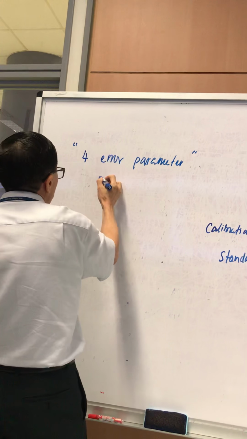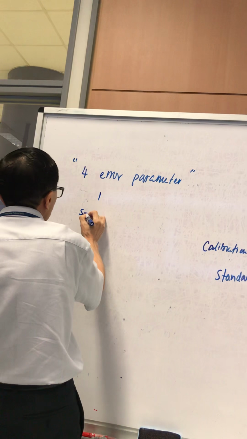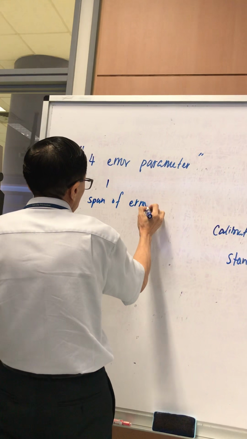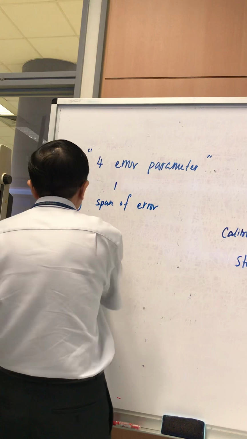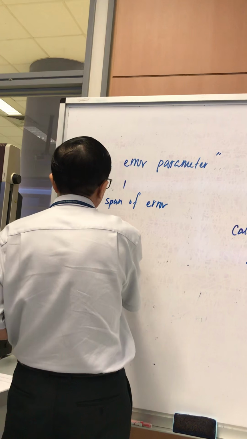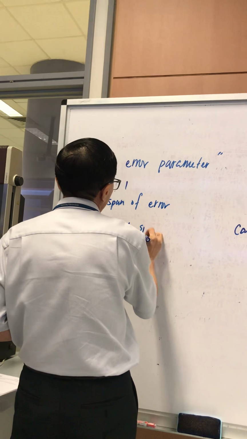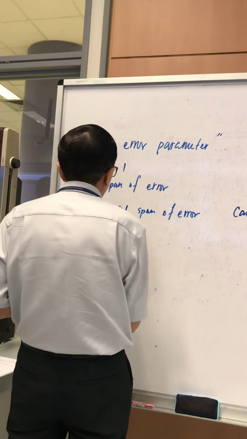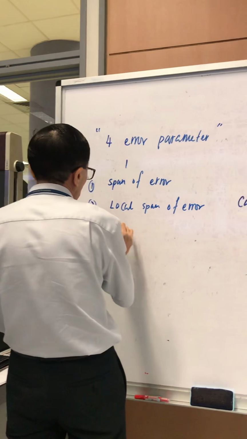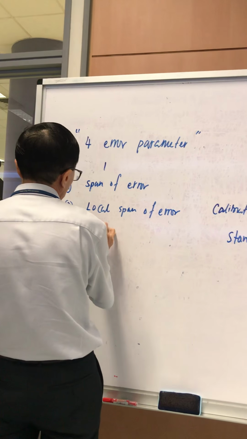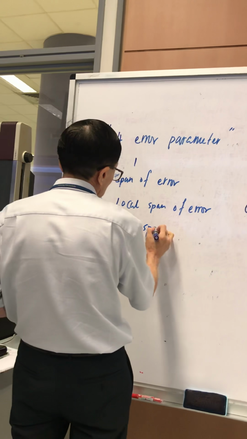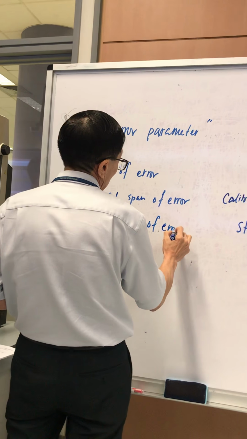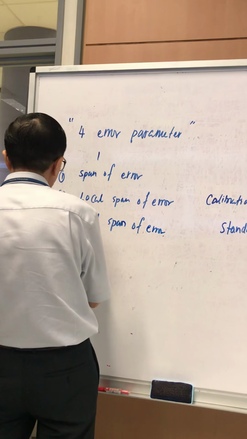Okay, what is this? First is the span of error. Okay, this is the first one. Second is the local span of error. And the third is the total span of error. So please read that. And the fourth one is called the hysteresis.